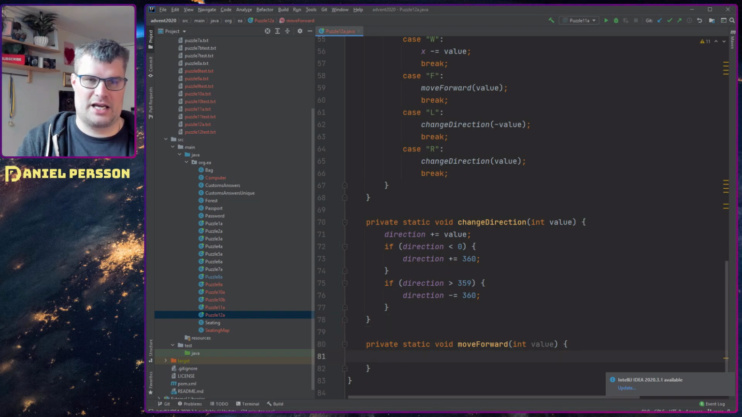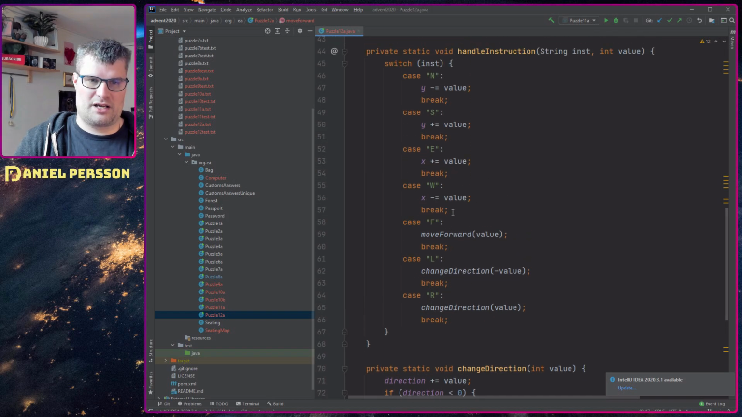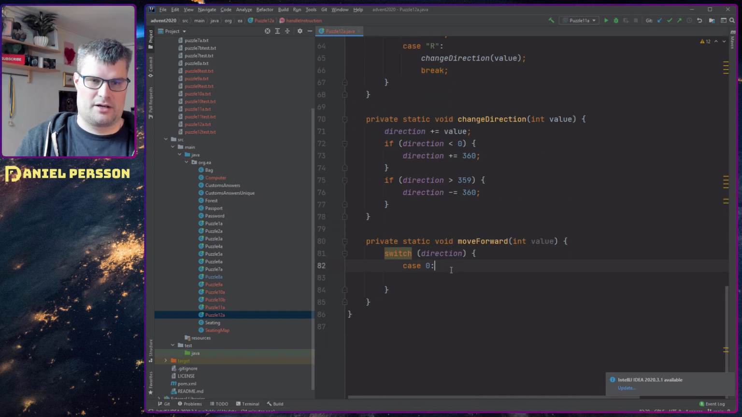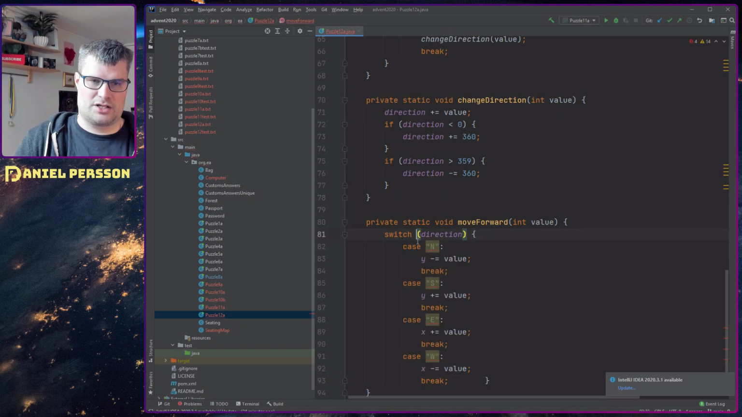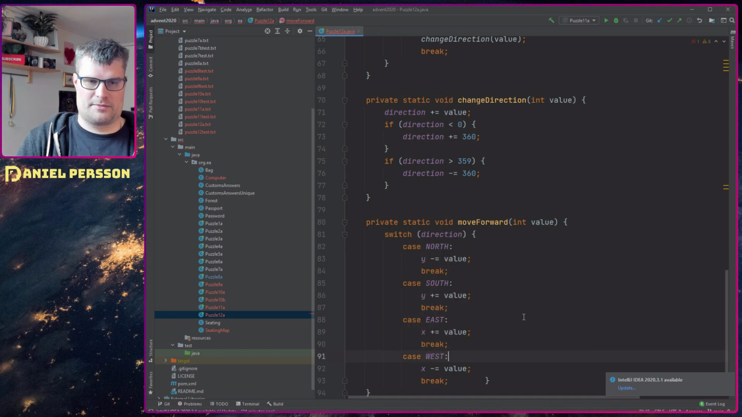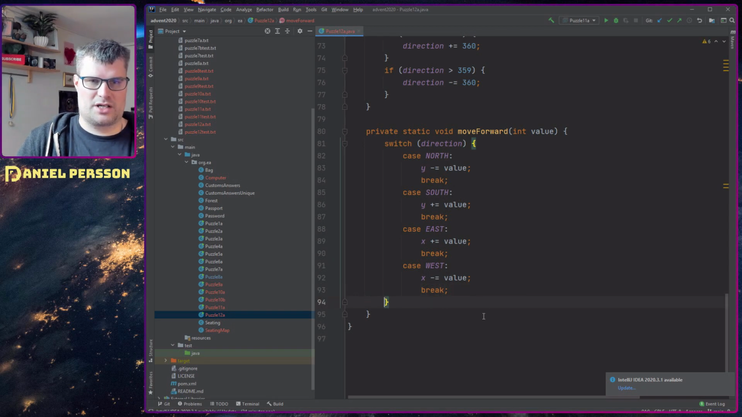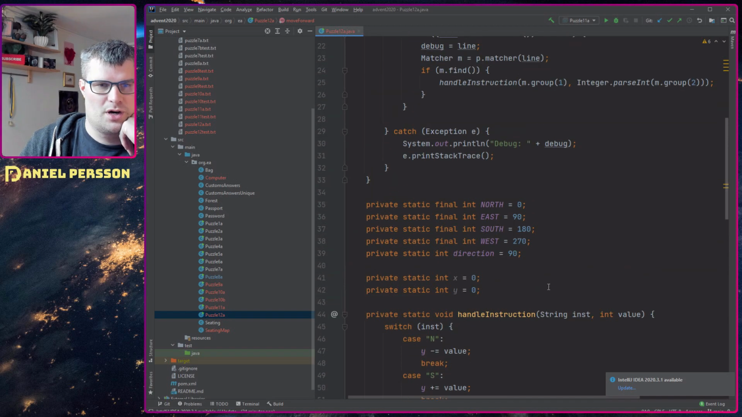And here we will have a switch statement. If the direction is a case of 90, we can do 0, we will have the same values as here. So we can just do like this and then change these up to north, south, east, and west. So that's pretty much it when it comes to this.